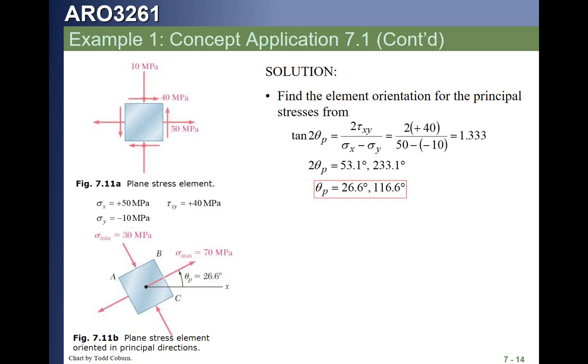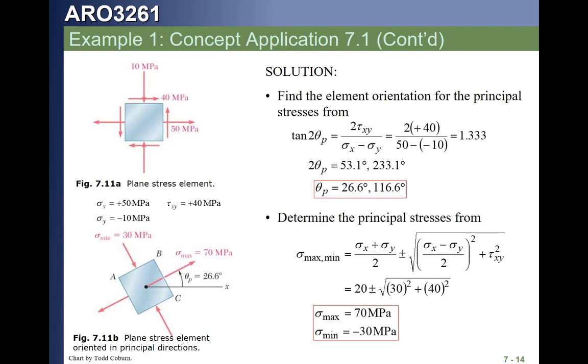That's done here, and we find out that our angle is 26.6 degrees. Got that? So the orientation of the element where the stresses are maximum is 26.6 degrees. That gives us the stress on the BC face. Now if we want the stresses on the AB face, that is going to be 90 degrees to that, so we'll just add 90 to the first result and we get the other value.